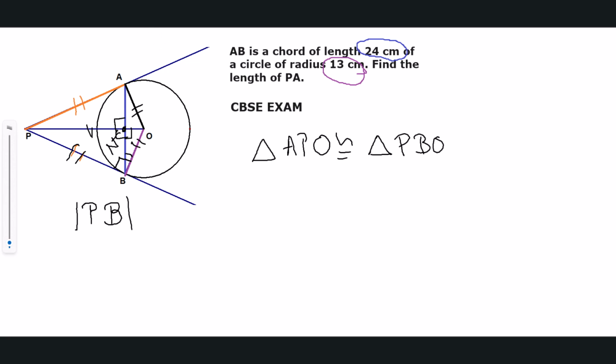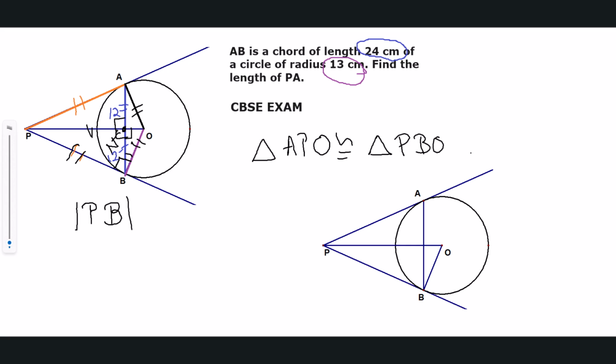Why? Because we know that this whole thing is 24, so this will be 12, and so will this. Let me make a cleaner picture here. I have retraced the picture, and the radius equals 13 centimeters. This is N, this portion is 12, and this of course is O. We have to find PB, which equals PA.